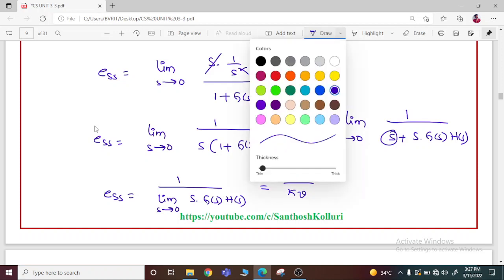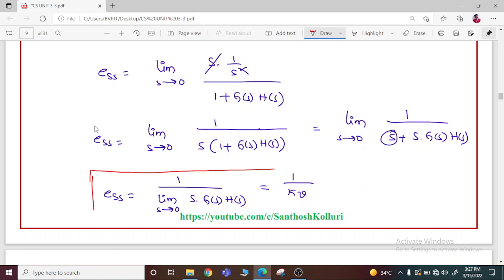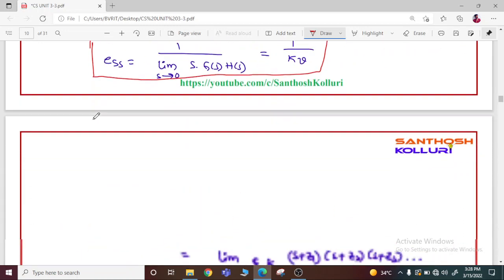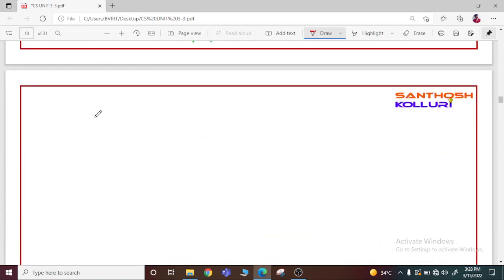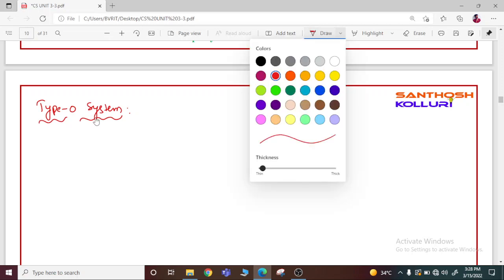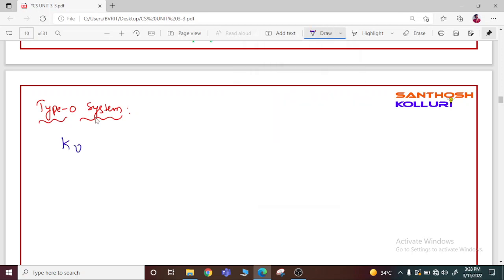So the steady state error for a unit ramp signal is 1 by Kv, where Kv is the velocity error constant. Here, let us check for a type 0 system. Kv, the velocity error constant for a type 0 system, is limit s tends to 0, s into G of s into H of s.